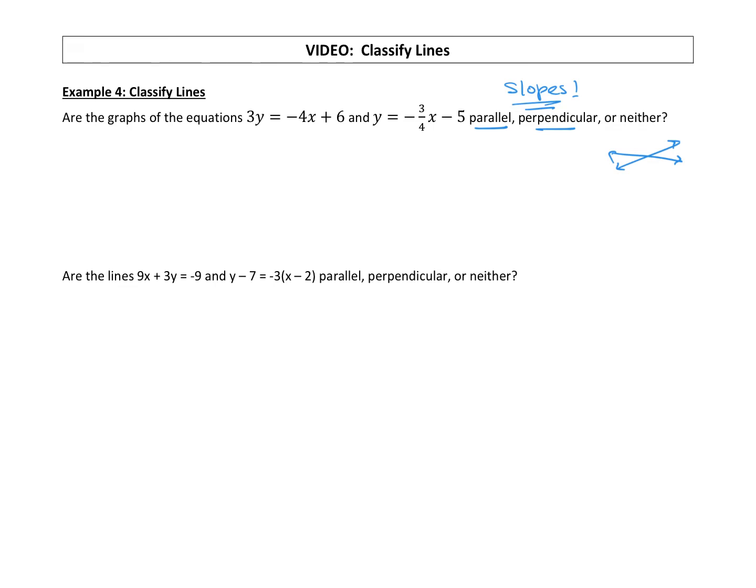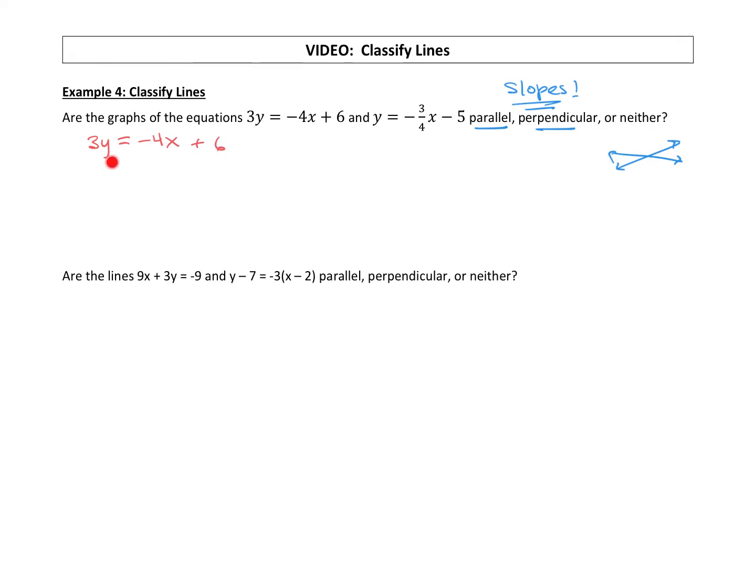Okay, so what do we need to do to tell if the graphs of the equations will be parallel, perpendicular, or neither? We need to find the slopes of each line. So our first line is this equation, 3y equals negative 4x plus 6. I look at this form of the equation.